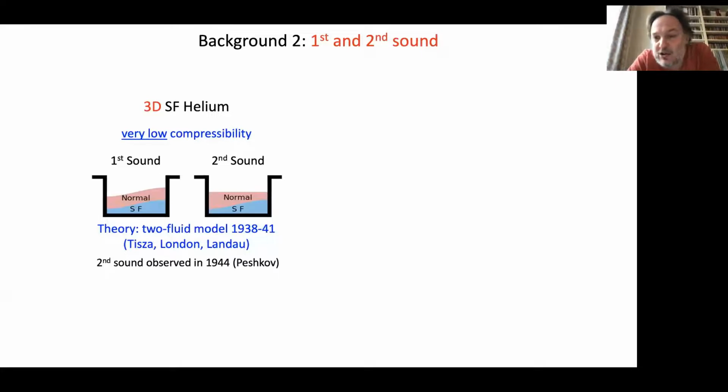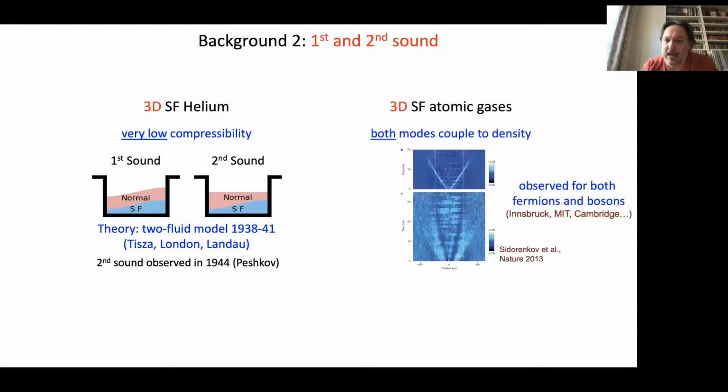And the second sound is a pure entropy or temperature wave, where the normal and superfluid densities oscillate out of phase. But the key point is that because you have a superfluid, you get two sound modes with two different speeds instead of one. And this again was observed very quickly, just in a few years, in 3D liquid helium. And then more recently, it was also seen in 3D superfluid atomic gases, both Bose and Fermi, first in Rudy's group in Innsbruck, and then also at Martin Zwierlein's at MIT, and mine in Cambridge, for both bosons and fermions.